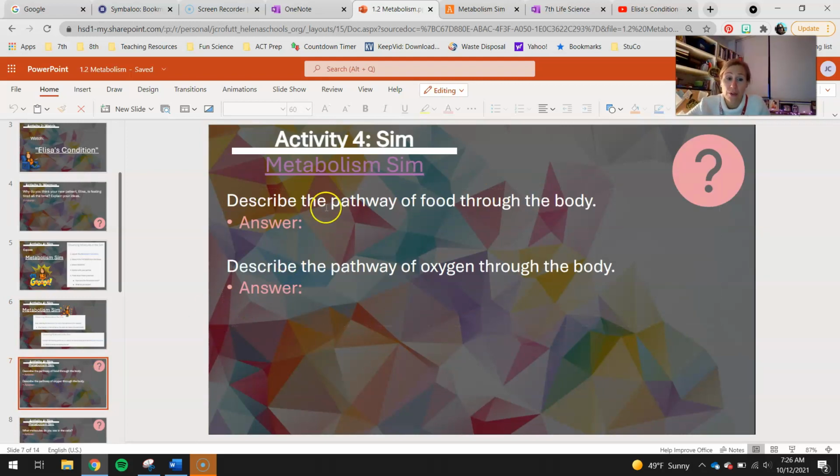So maybe take food first and do food, and then answer the question on the pathway food takes. So where does it start? Where does it end? Okay, where does it go in between? Describe the pathway of oxygen. Again, those are the little green dots. Where does it start? Where does it end? And where does it go in between?